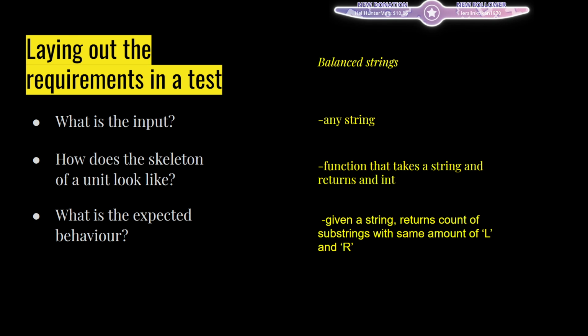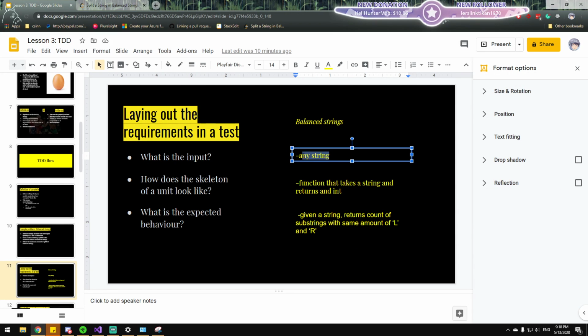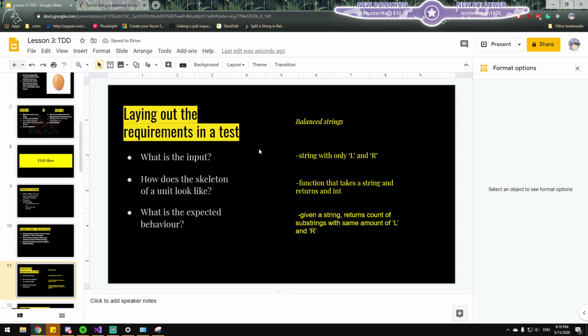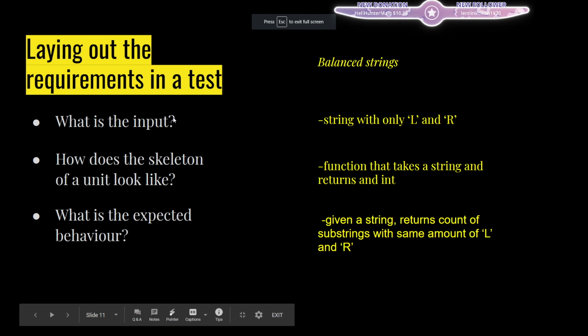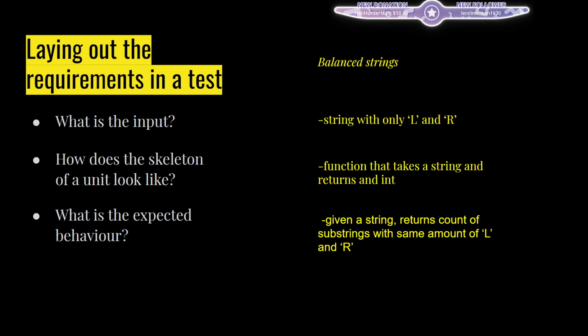How do I approach this problem? I write the test first, and I try to analyze what the input is. I wrote here any string. Actually, it's not any string, it's a string with only L and R characters. Then, how does the function skeleton look? Basically, it's a function that takes a string and returns an int.